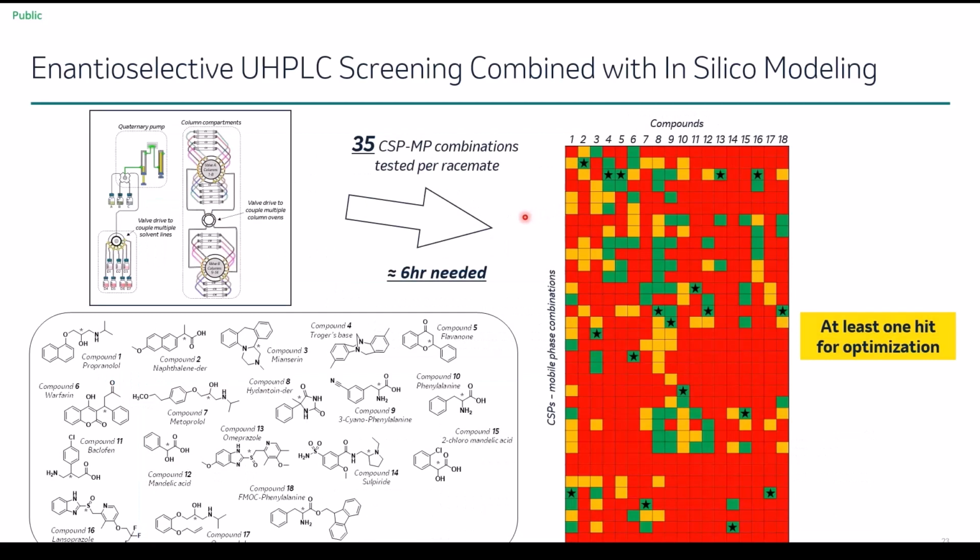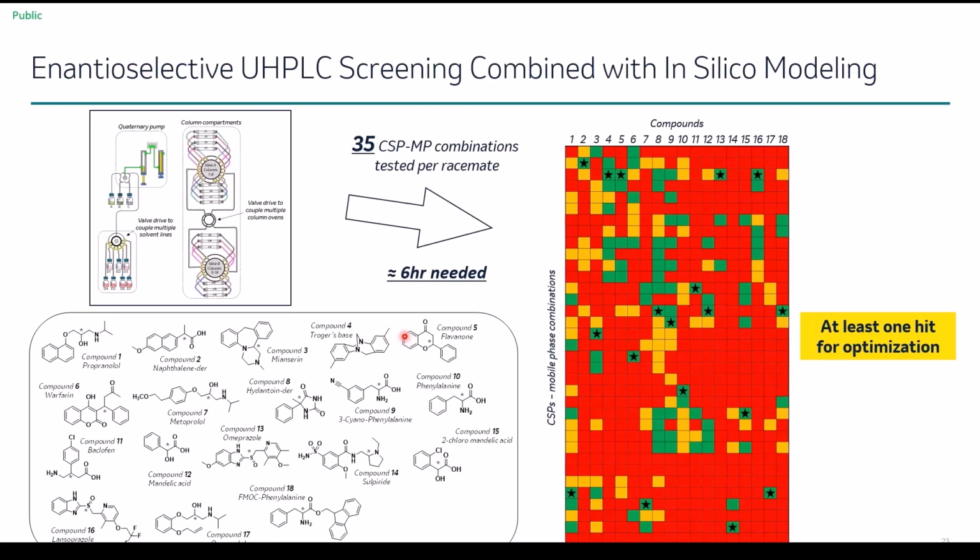Once again, we decided to test the potential of this platform. We selected around 18 different standard compounds. In this case, we stuck with more classic synthetic APIs as well as amino acids, as they are increasingly present in the pipeline, mainly as starting material for the later synthesis of peptides. We came up with around 35 experimental conditions, combinations of chiral stationary phase and mobile phases, that we wanted to test per racemate.